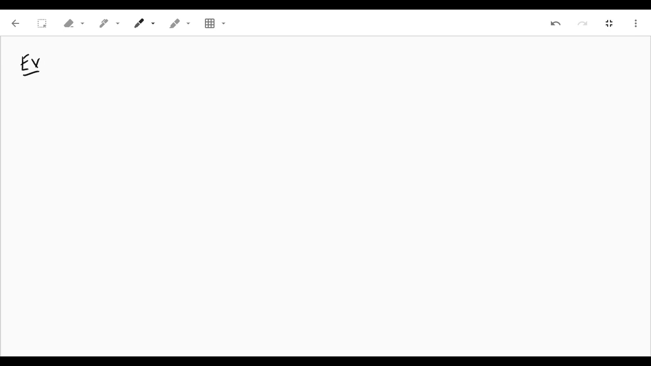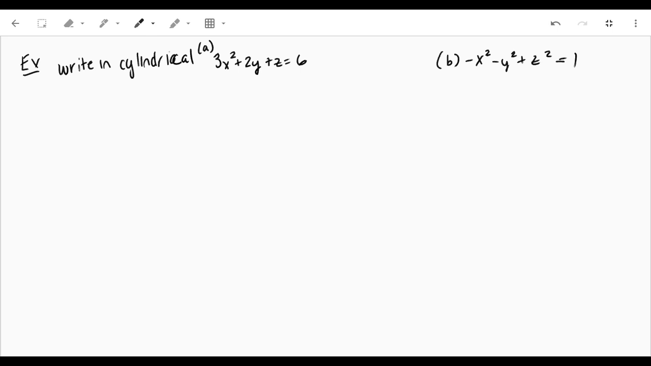We are going to write in cylindrical an equation that's given to us in rectangular. So we're going to have 3x plus 2y plus z equals 6. And we're going to do another one too. We're going to do b also. I think this is number 10 in the textbook. -x squared minus y squared plus z squared equals 1.